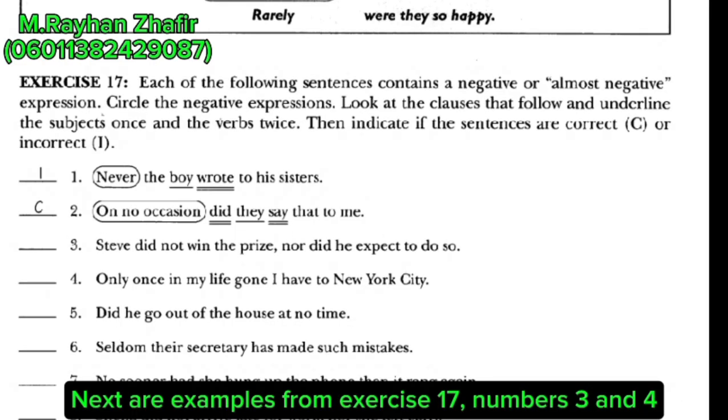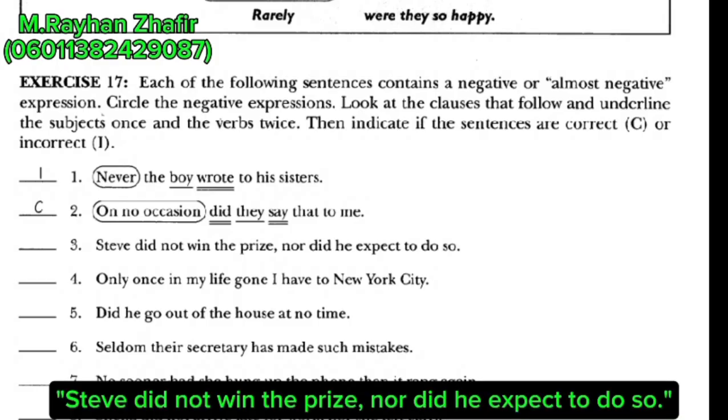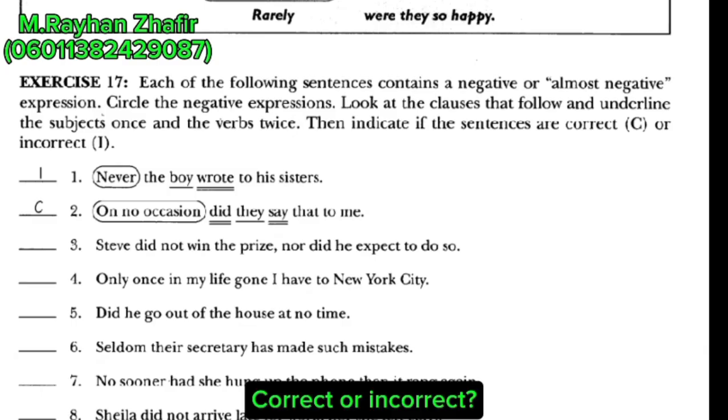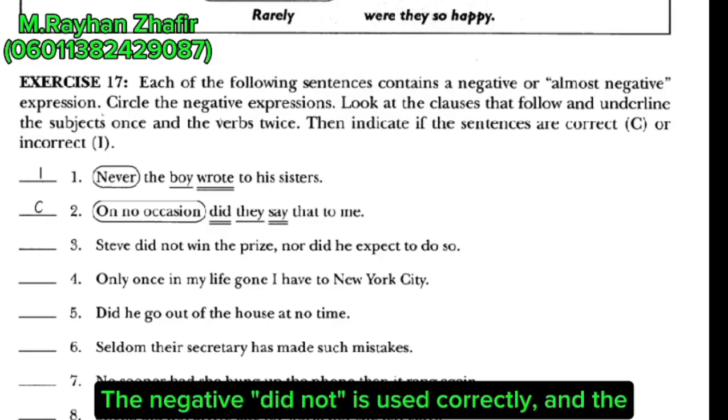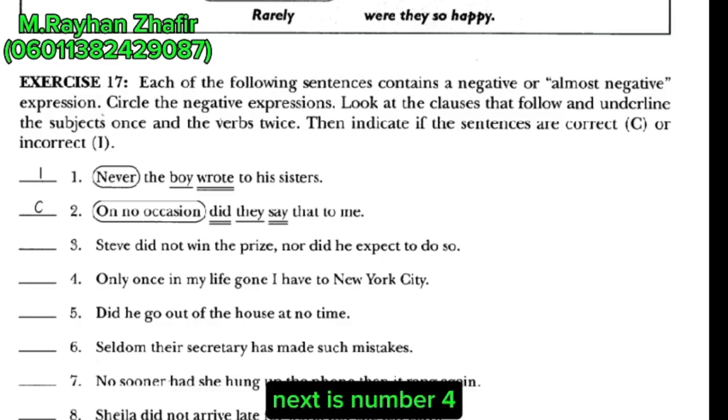Next are examples from exercise 17, numbers 3 and 4. Number 3: Steve did not win the prize, nor did he expect to do so. Correct or incorrect? The answer is correct. The negative did not is used correctly, and the coordinating clause with nor correctly inverts the subject and verb. The next is number 4.